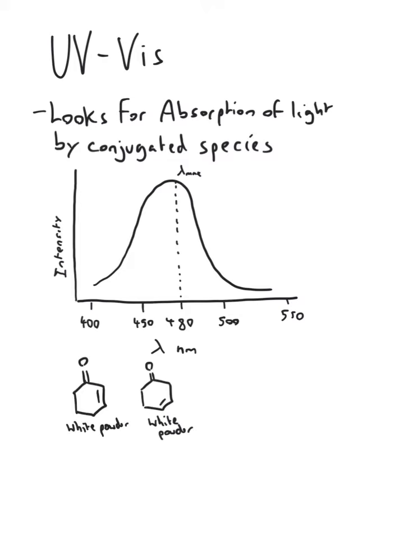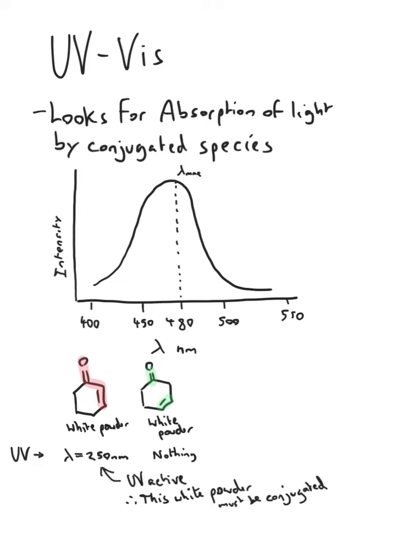Say you have these two compounds here. One of them has a carbonyl conjugated with an alkene, and the other one only has an alkene and a carbonyl but no conjugation. Both of them are white powders, but if we do UV-Vis spectroscopy on them, we will notice that one of them has an absorption at 250 nanometers, whilst the other one does not have a peak. Well, now we can identify that the one with the absorption must be the one with the conjugated carbonyl.